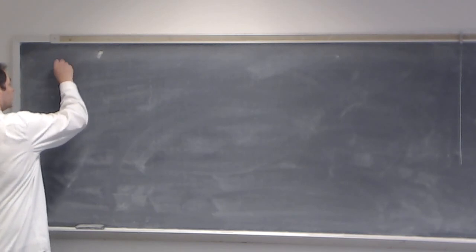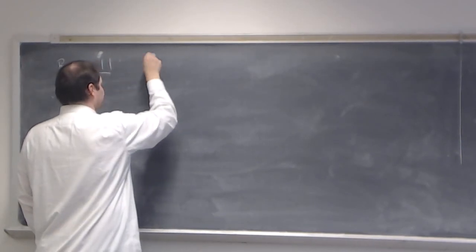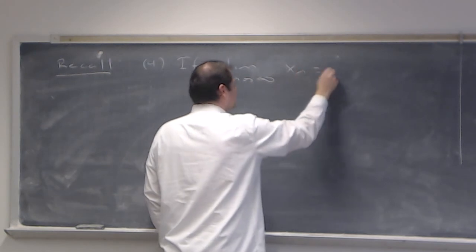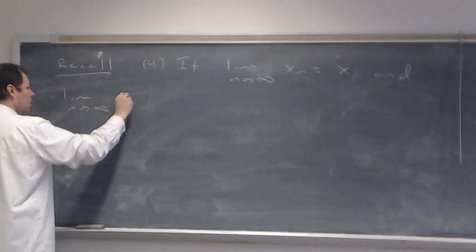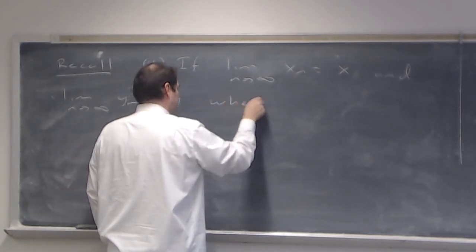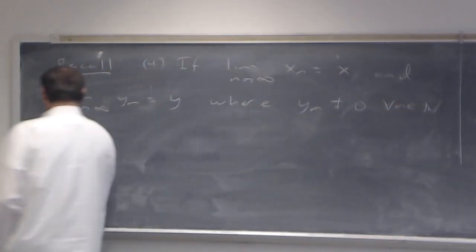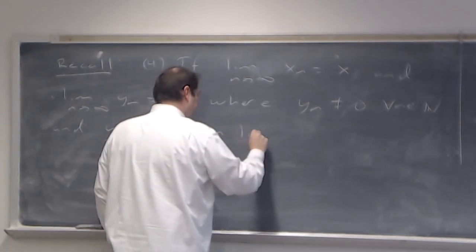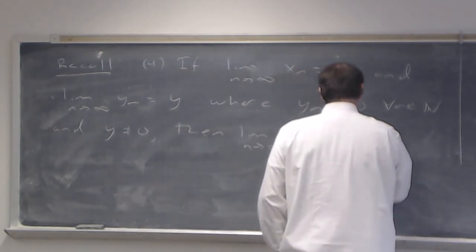You might remember we were in the midst of a proof. So here, recall, we want to show, this was step 4 of the theorem, that if the limit as n goes to infinity of x sub n equals x, and the limit as n goes to infinity of y sub n equals y, where y sub n is different from 0 for all n in the natural numbers, and y itself is different from 0, then the limit as n goes to infinity of x sub n over y sub n is equal to x over y.